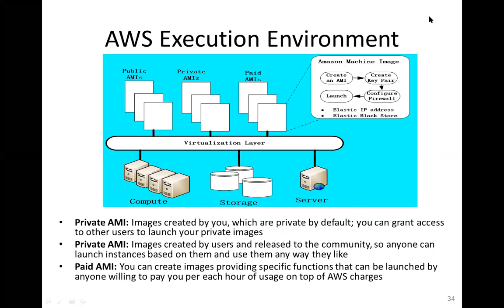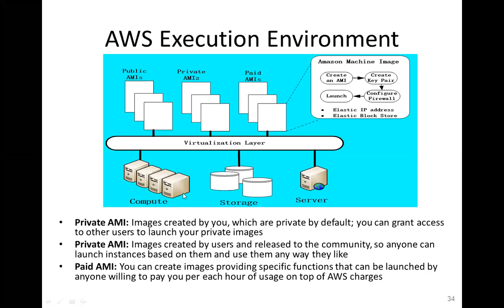Now the AWS execution environment. So you can see on the screen is an Amazon Machine Image, AMI. You need to create the machine. Machines can be public AMIs, private AMIs, and paid AMIs. Public AMIs means the machine images are free. Private AMIs means they are privately owned by an organization. You cannot have access to these machines. And paid AMIs means you can pay for those machines and utilize the services. So in the execution environment, you need to see whether these are public AMIs, private AMIs, or paid AMIs.